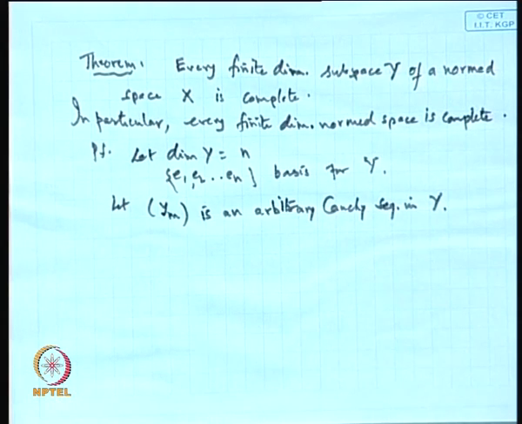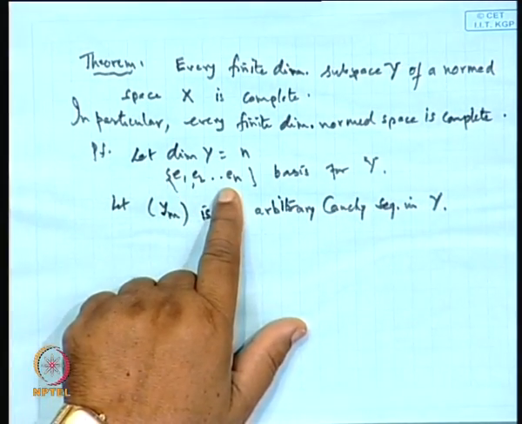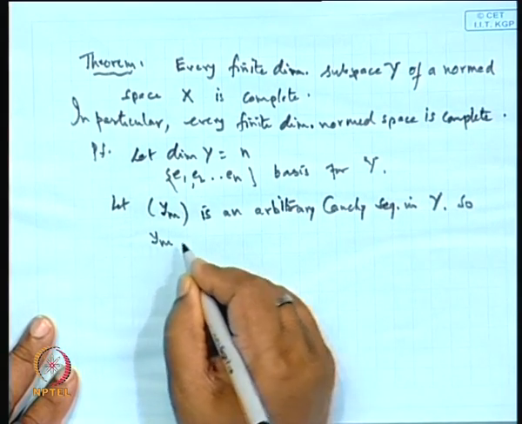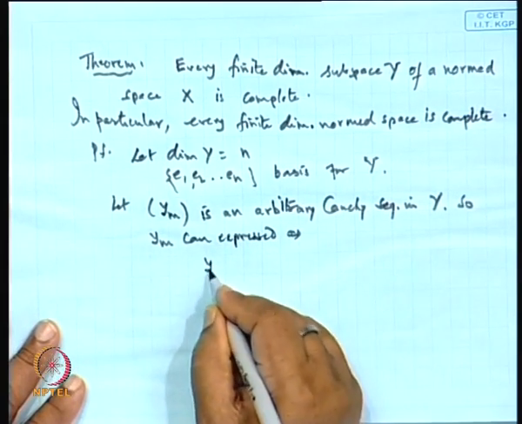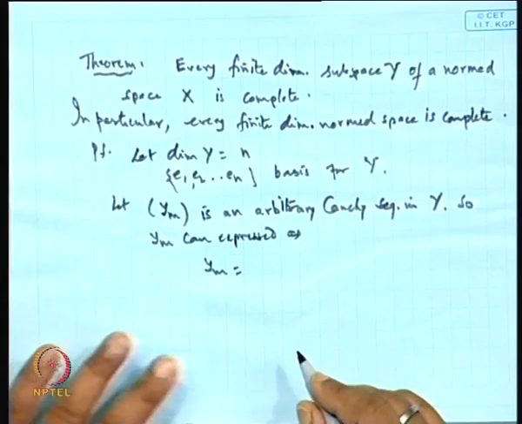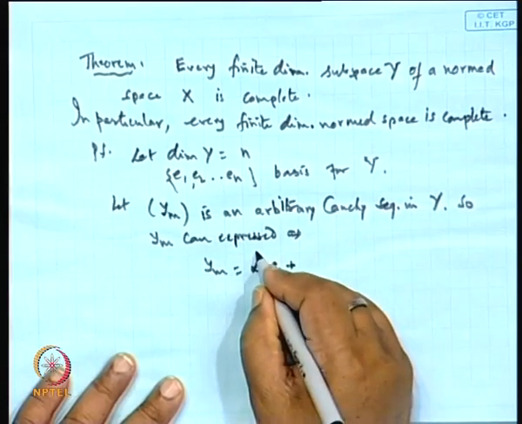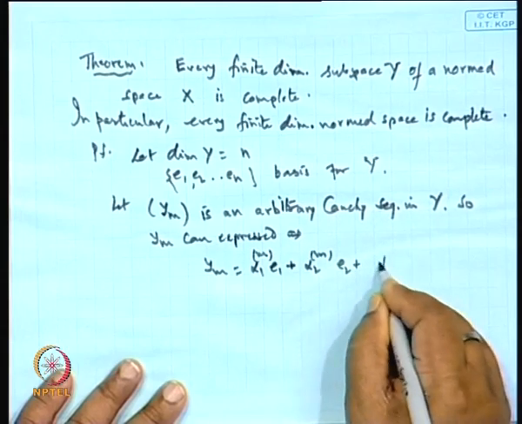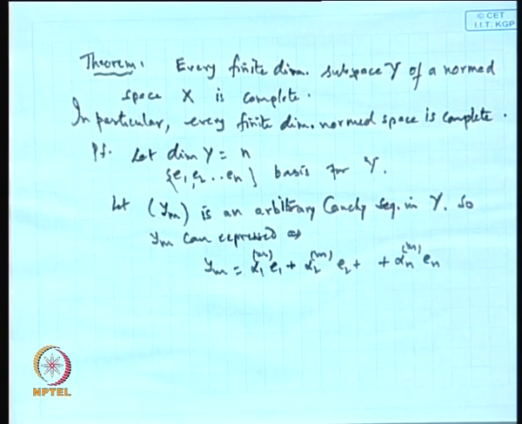Let y_m be an arbitrary Cauchy sequence. Since y_m is a point in Y and Y has a basis e_1, e_2, ..., e_n, y_m can be expressed as a linear combination of the elements of the basis: alpha_1m e_1 plus alpha_2m e_2 plus ... plus alpha_nm e_n. So for each y_m we have a unique representation.